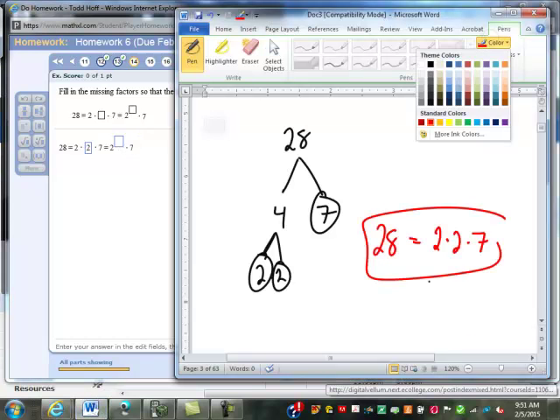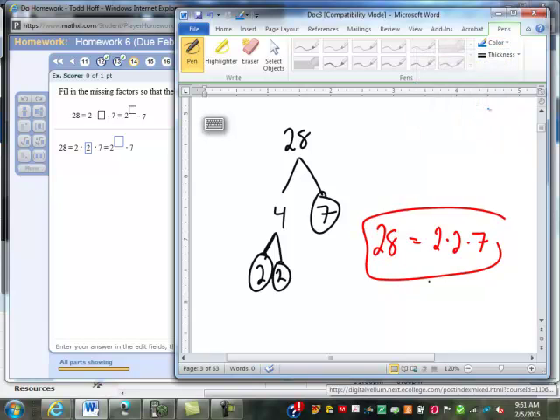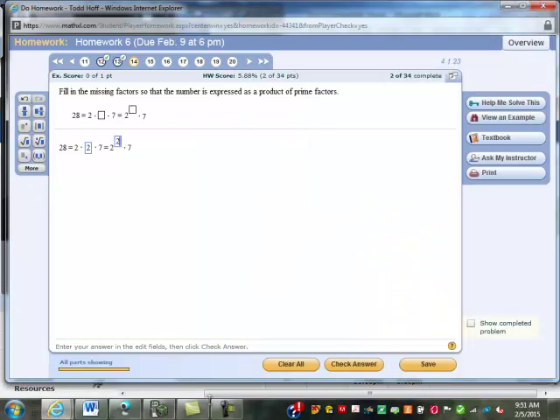There's a shortcut for writing our factors. We can put it in exponential form. Instead of writing 2 times 2, I can write 2 squared times 7, like that. That's all this is asking us to do, is put it in that form. Instead of just multiplying by 2 2's, make it squared.